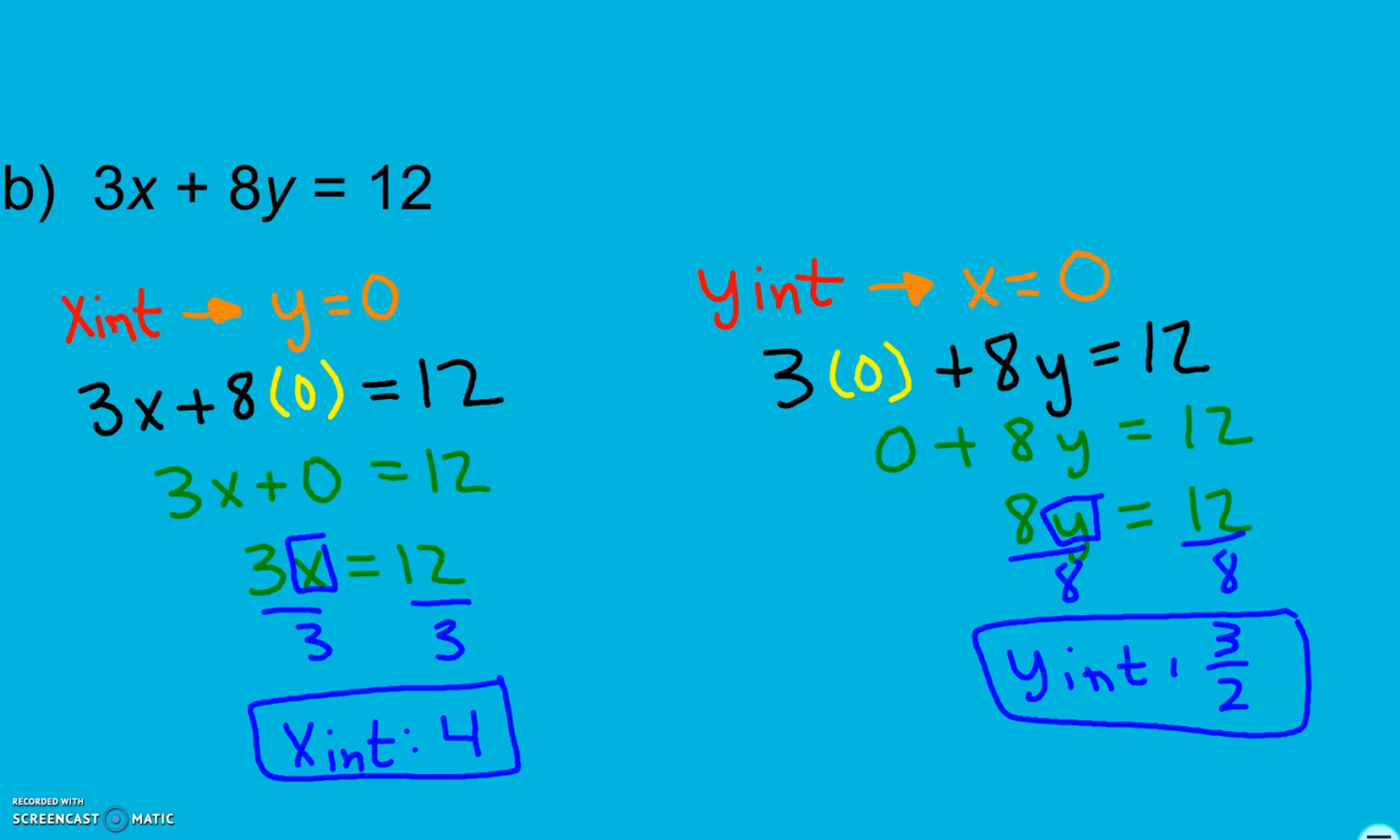Again, we can write those as ordered pairs if we'd like. Here, x is 4, y is 0. Here, x is 0, y is 3/2.